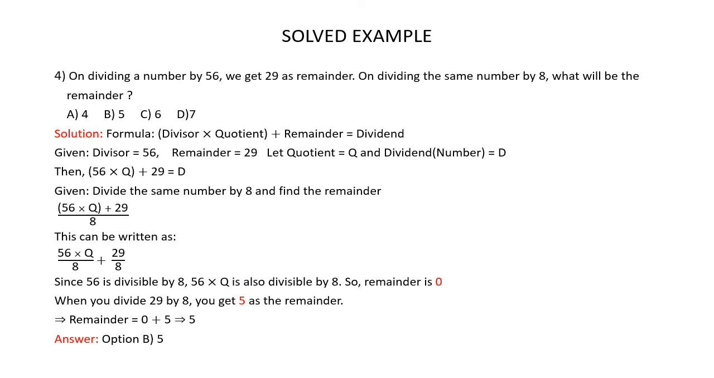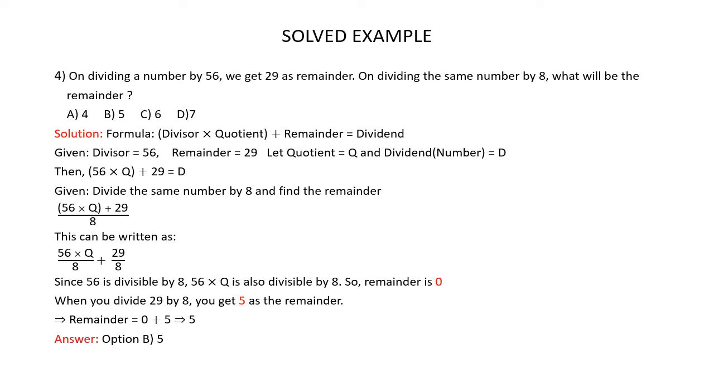It's also given that you have to divide the same number by 8 to find the remainder. So you have to divide 56Q plus 29 by 8. This can be written also as 56 multiplied by Q divided by 8 plus 29 by 8.